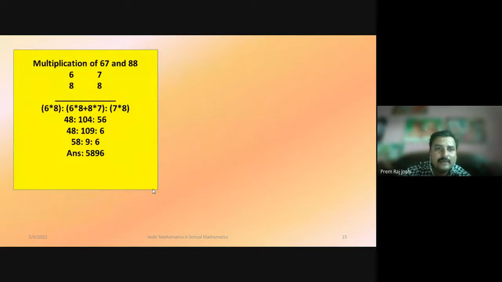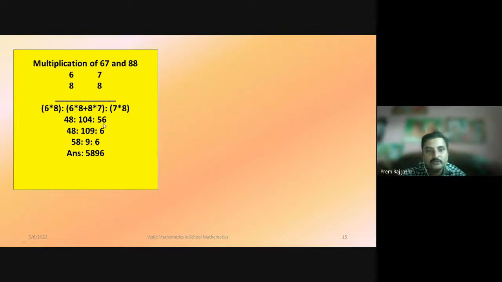Likewise, I am presenting another example. Now you can see here, we will multiply 67 and 88. I just took the numbers randomly. I multiply these numbers vertically, first and last digits, and then cross multiply first and last, and first and last. So here we get 48 and here 56. In between, if we add, it will be 104.